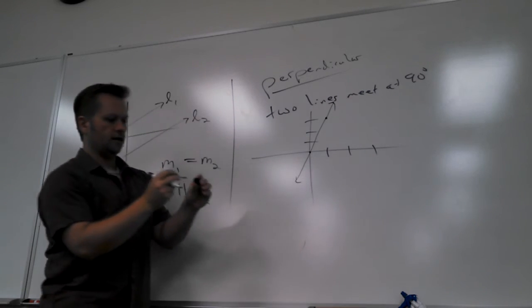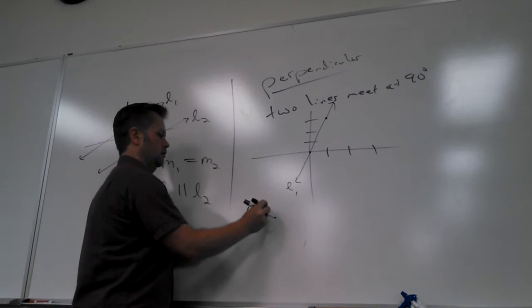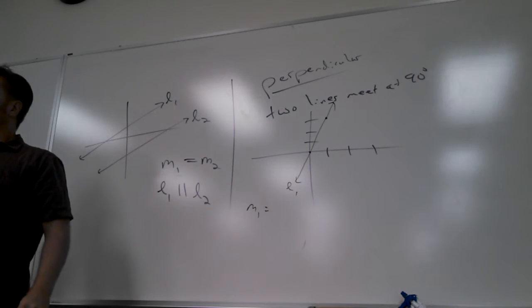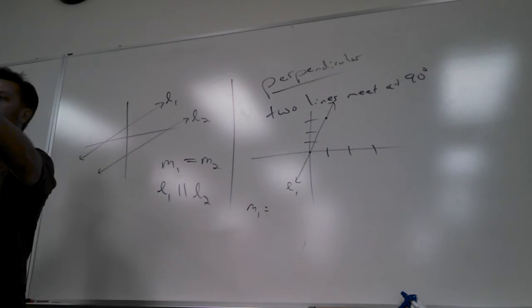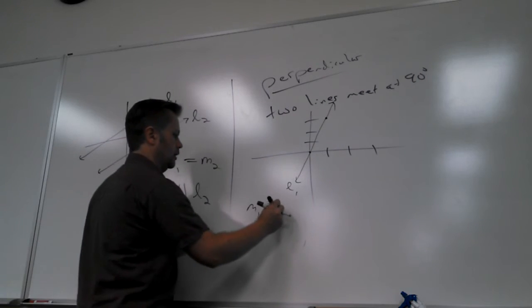What's the slope of that line there? Call this line 1. It's 3 over 1, so 3. Is that cool? Because I went up 3 over 1. So the slope of that line is 3.